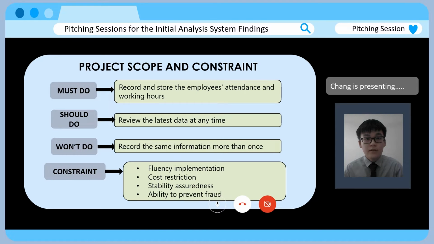In the must-do section, the new system must be able to record and store the employees' attendance and working hour data through the finger scanner machine.